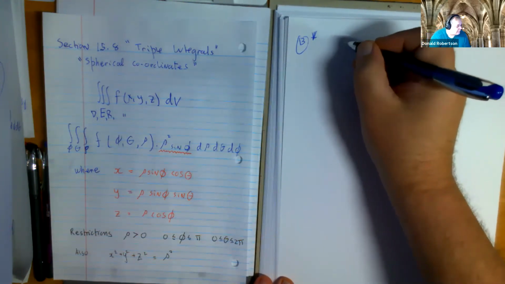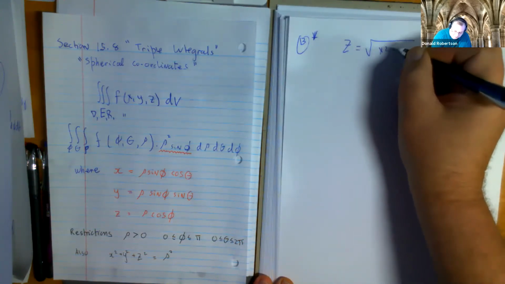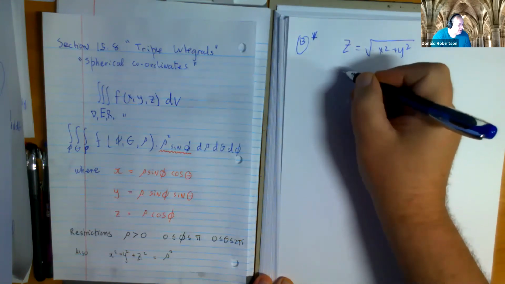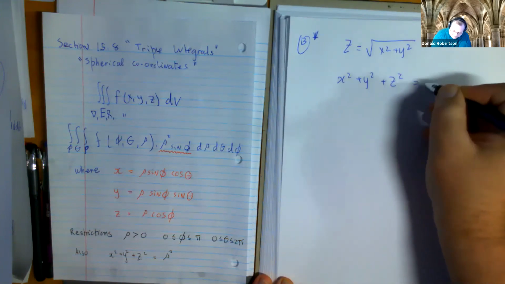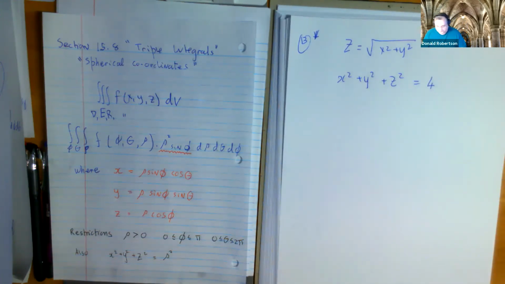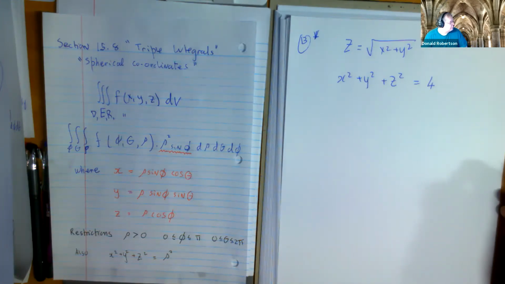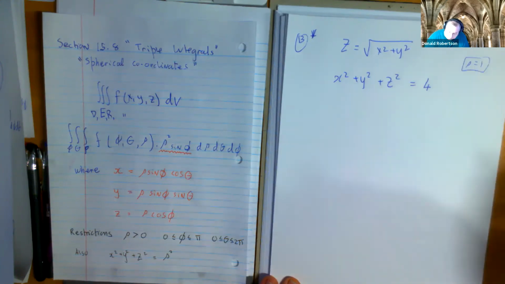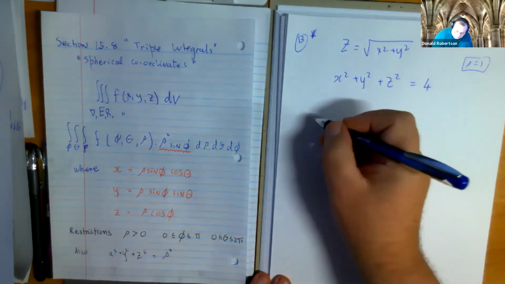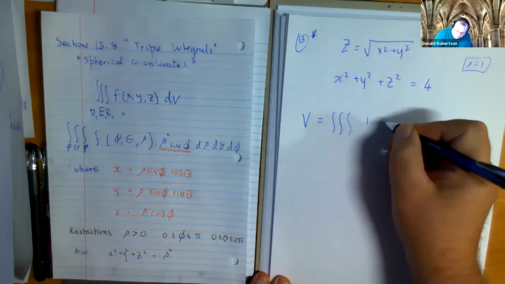So in question 13, we have z equals the square root of x squared plus y squared, and we have a sphere, x squared plus y squared plus z squared equals, say, 4. Now we are going to find the center of mass. Basically the center of mass in this case, the density function is 1, so the volume will be the triple integral of 1 dV.